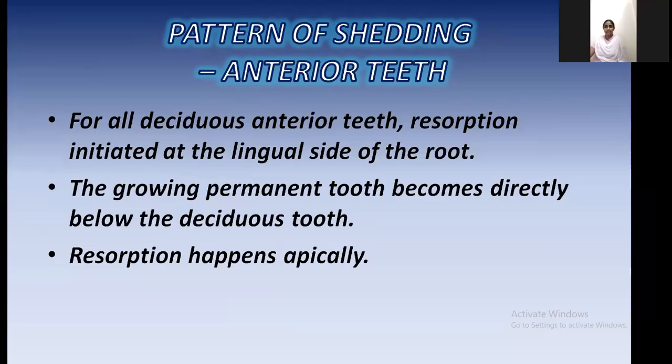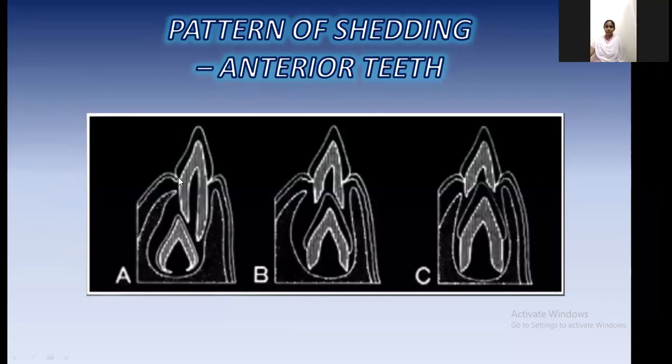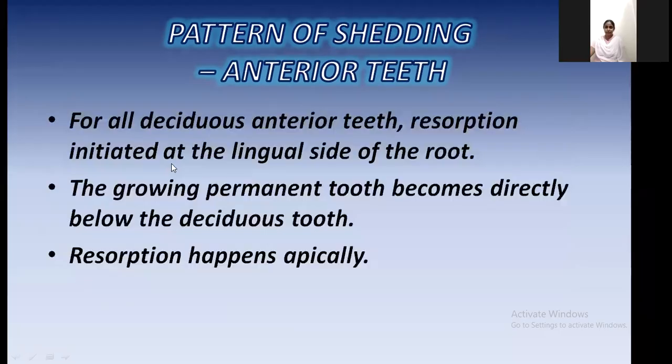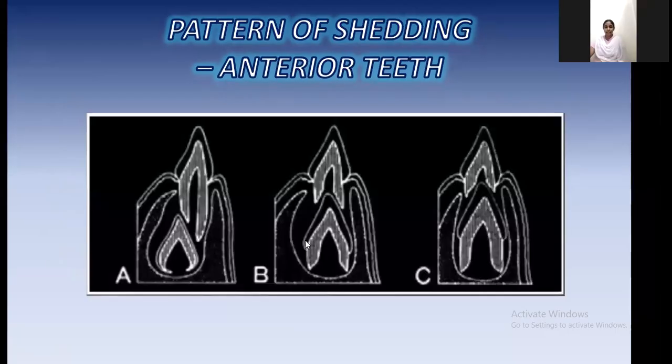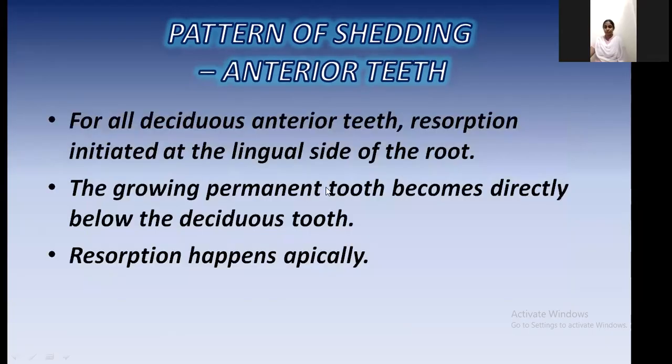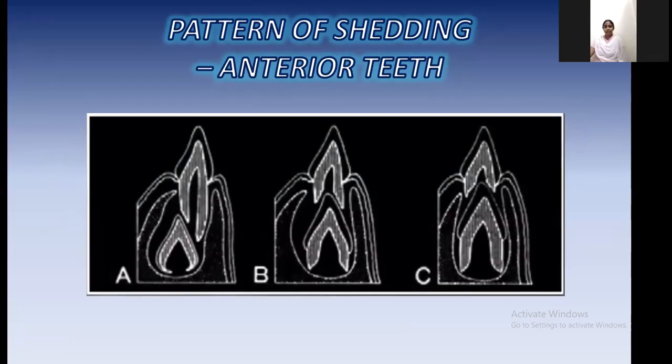For all deciduous anterior teeth, resorption is initiated at the lingual side of the root. If you can see, figure A, resorption is initiated at the lingual side of the root. Second point, the growing permanent tooth becomes directly below the deciduous tooth. In terms of anterior teeth, the permanent tooth bud comes directly below the resorbing or the yet to shed deciduous tooth. Third point, resorption always happens apically. Apically, resorption starts. This is the pattern of shedding in deciduous anterior tooth.